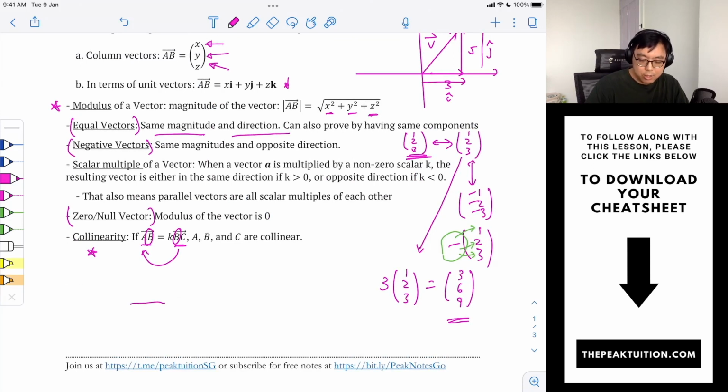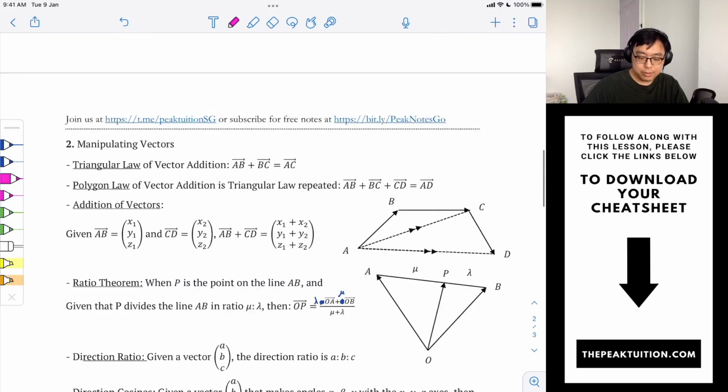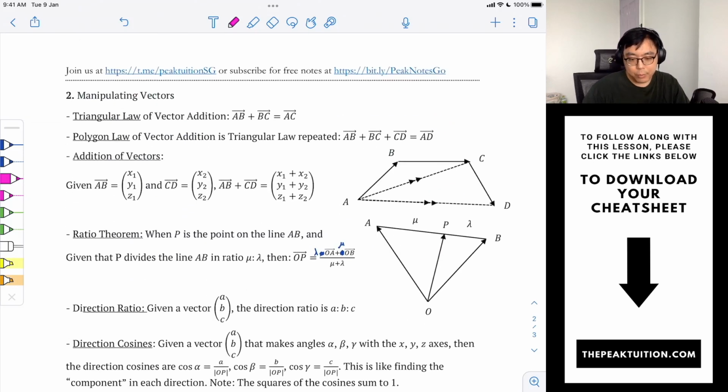That means we have a vector looking like this and a vector looking like this. Point A here, point B here, point C. And what do we notice? They lie on the same line. If they lie on the same line, we call that collinear. And this is what collinearity is about. With that, we covered all the definitions that you should need to know. We then move on to manipulating vectors.